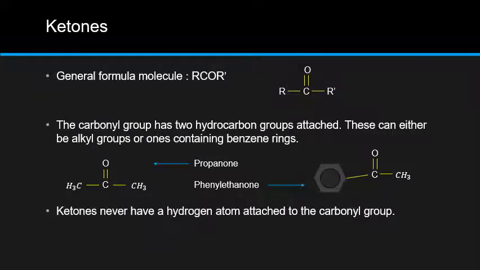Ketones. Its general formula is RCOR. In ketones, the carbonyl group has two hydrocarbon groups attached. These can either be alkyl groups like propanone or ones containing benzene rings like phenylethanone. Ketones never have a hydrogen atom attached to the carbonyl group.